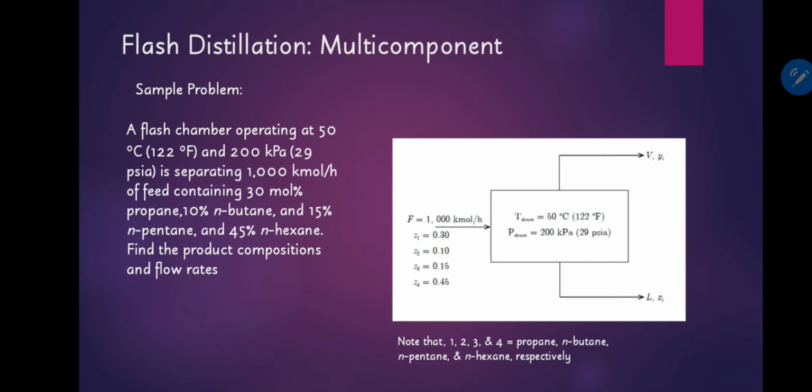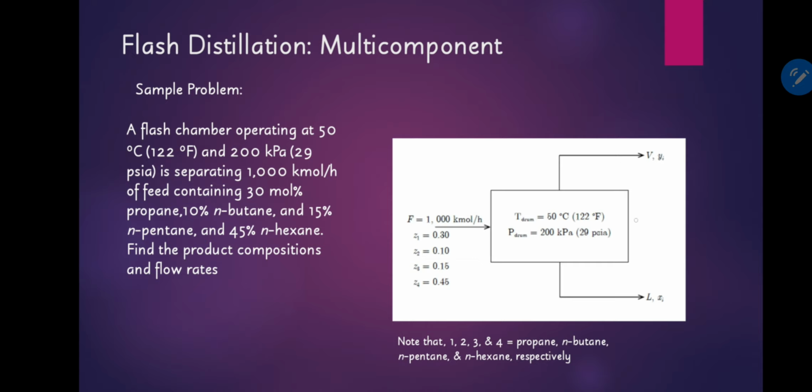For the sample problem, a flash chamber operating at 50 degrees Celsius and 200 kilopascal is separating 1000 kilomole per hour of feed containing 30% propane, 10% N-butane, 15% N-pentane, and 45% N-hexane. Find the product compositions and flow rate.